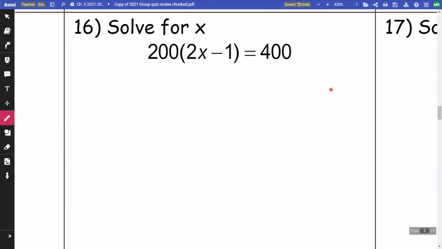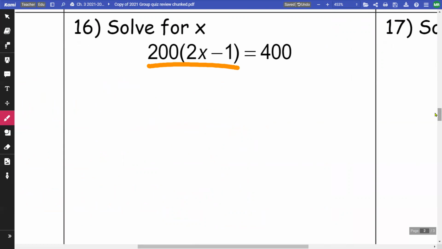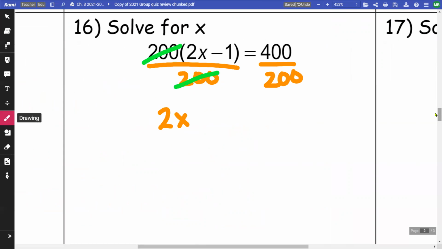On 16, we could distribute the 200 to both of them, but what I do notice is I could actually divide this side by 200 and this side by 200, because 200 goes into both of them. That's going to leave me, because these are going to cancel out, this 200 is going to cancel here. This 200 is going to go into this twice.